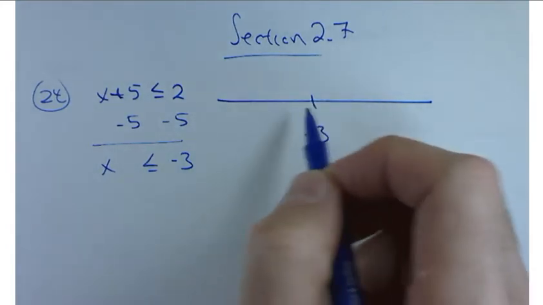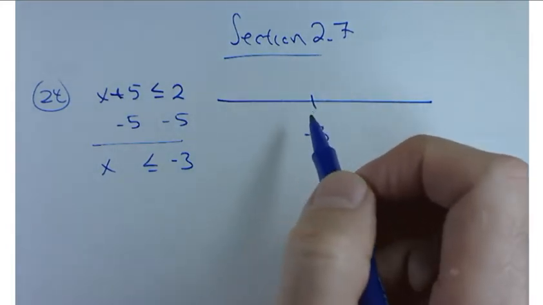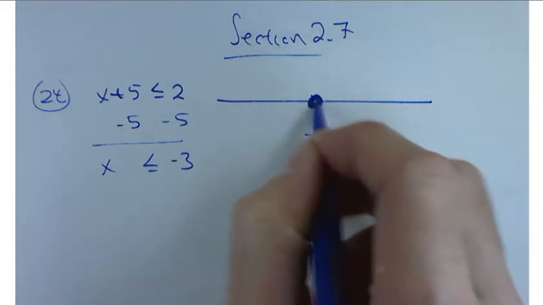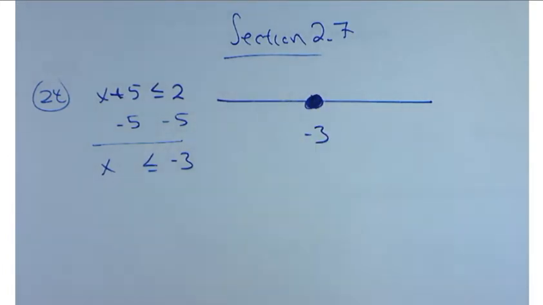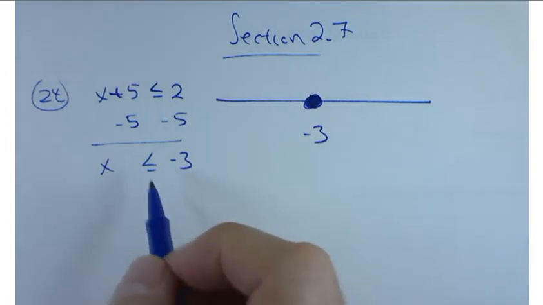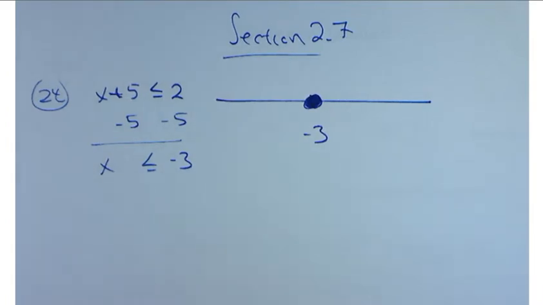What kind of a dot am I going to use on -3? Solid dot. Which way am I going to shade? Which way am I going to find numbers that are less than or equal to -3? To the left or the right? So now, less than means smaller than, right? So smaller numbers are to the left or to the right? To the left. Good. So to the left we go.